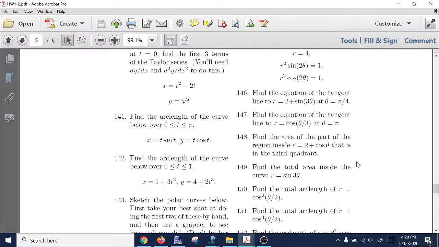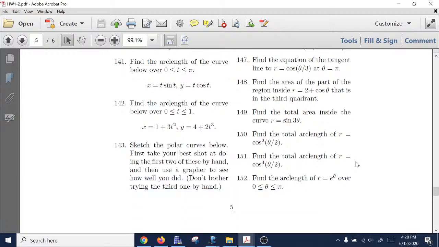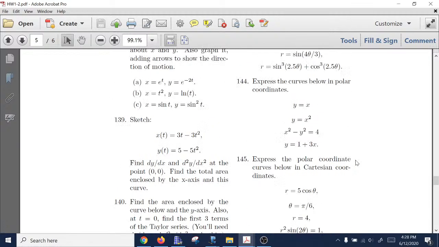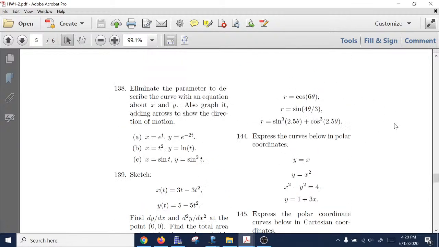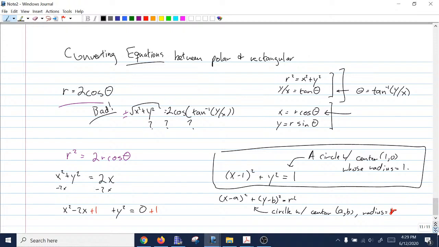So convert to polar, convert back. I don't have enough sketching things. Oh, yeah, the sketching things are problem 143. Sketch this goofy junk. Ooh, these are weird. Cool. Let's try sketching sine 2 theta. Ooh, okay. Let's sketch r equals 1 plus cosine theta.